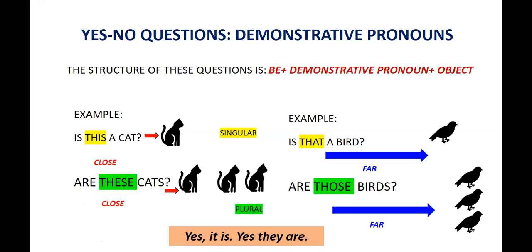And we use that for far singular objects, and those for far plural objects or things. Is that a bird? Are those birds? Okay. In all cases, the affirmative answer is yes. If it's singular, you say yes, it is. Or if it's plural, you say yes, they are.